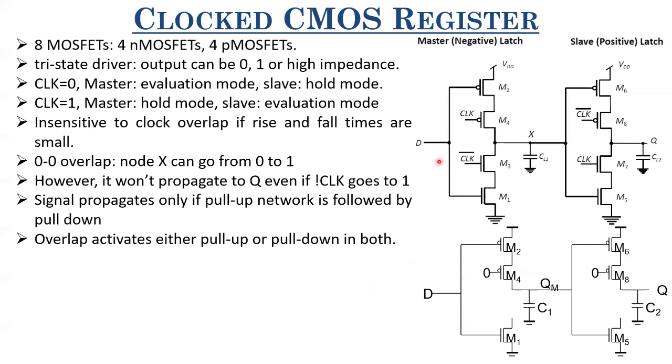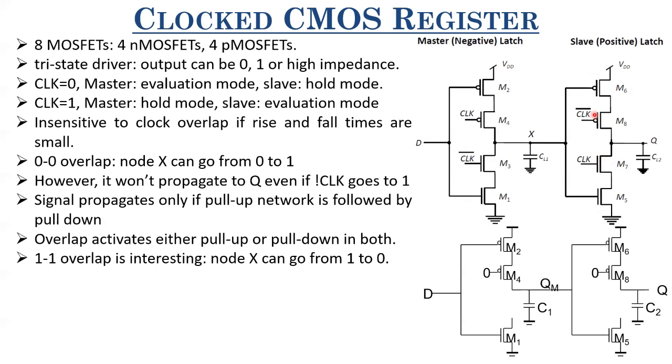So this overlap is only activating either the pull-up network in both circuits or the pull-down network. In case of 1-1 overlap, this is also 1, so the pull-down network is activated. Now, depending upon the value of D, node X can discharge from 1 to 0. If this is discharged from 1 to 0, M6 is turned on, right? And M7 is turned on already.